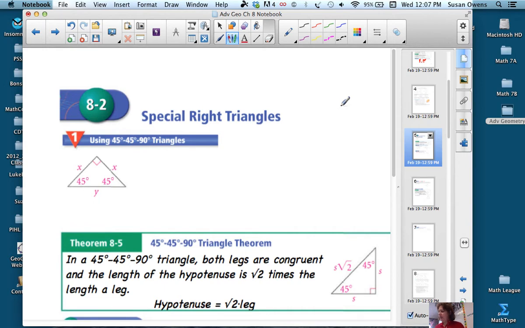When we get to trig, there are only two special triangles that you're going to have to know by hand, which means you're not going to be allowed to use a calculator, and these are them. So we want to make sure that we can work with these triangles so that when we're doing trig, we can find these exact answers.